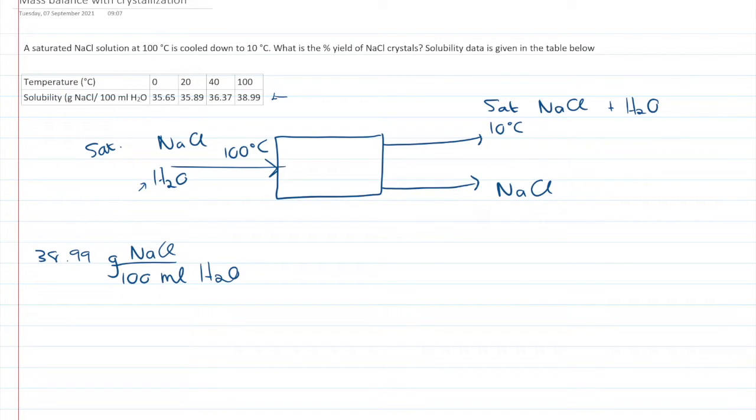Now this is not a useful unit yet if we just want to choose a basis of saturated solution coming in. So we can do a unit conversion to convert it to a mass percentage. First we want to get rid of the milliliters water so that we can get to percentage sodium chloride. To do that, we first need to go to mass, and for that we use density. A safe assumption that you can make is that the density of water is 1,000 kilograms per cubic meter. That's always a safe assumption.